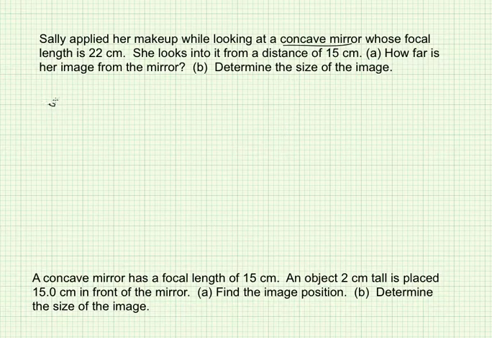Since it's a concave mirror, we know the focal length is positive, so that's going to be positive 22 centimeters. She looks at it from a distance of 15 centimeters. She's the object. That means she's 15 centimeters away from the mirror. That's going to be the object distance. And for part A, we're simply asked to find her image distance.